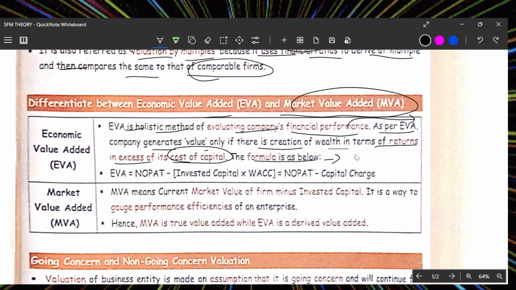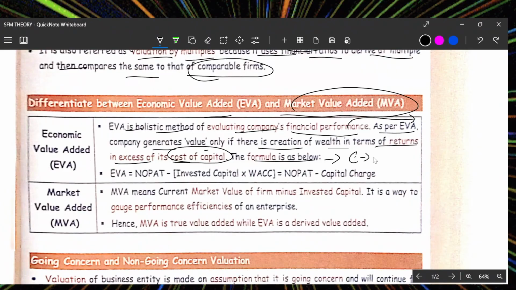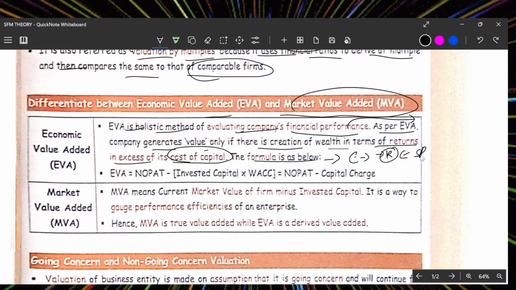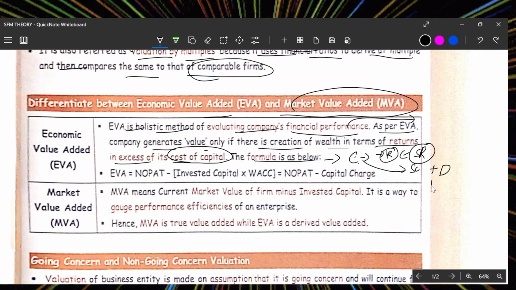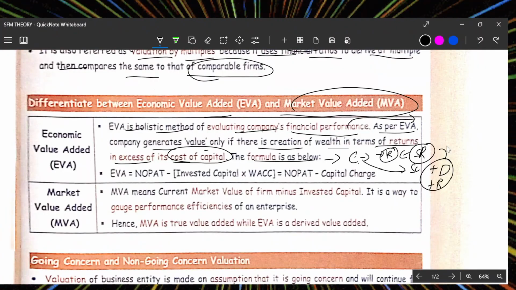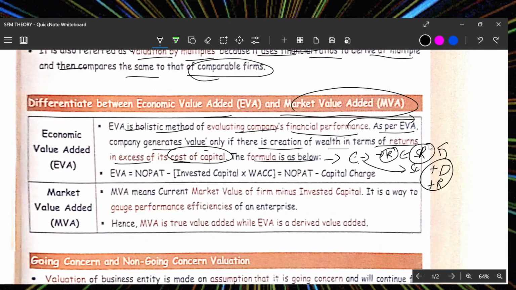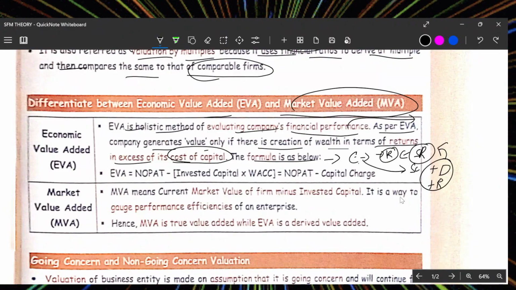What is the cost of capital? If a capital is there, the capital should have a return, and that should be a safe return. When this capital produces surplus, that surplus includes dividend plus reserves. That should cross the risk-free return. When that crosses, then the economic value added portion will be there.